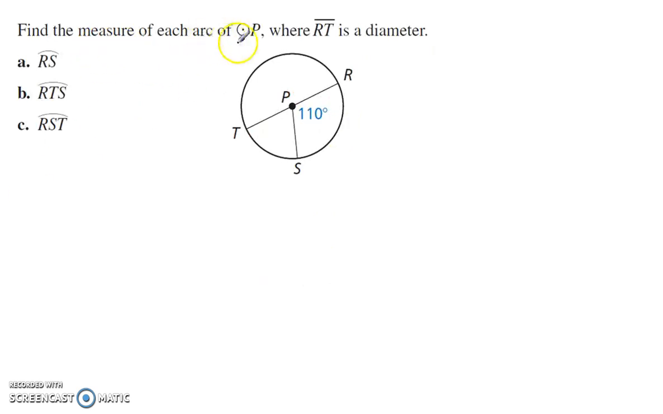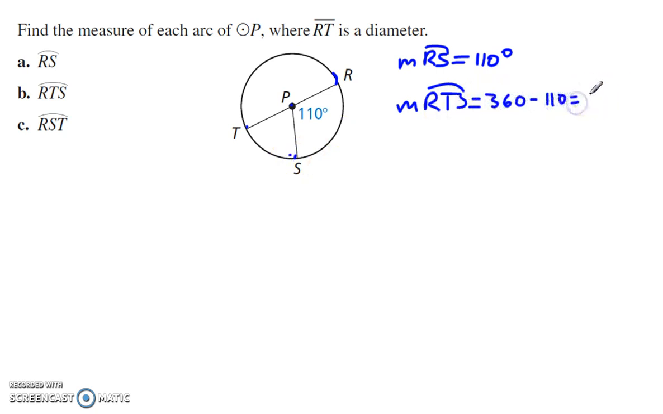Alright, find the measure of each arc. Here we've got arc RS. The measure of arc RS is 110 degrees. That wasn't very difficult. Measure of arc RTS is from here, we're going around. Now we've got the major arc, so RTS is 360 minus 110, and that is 250 degrees.